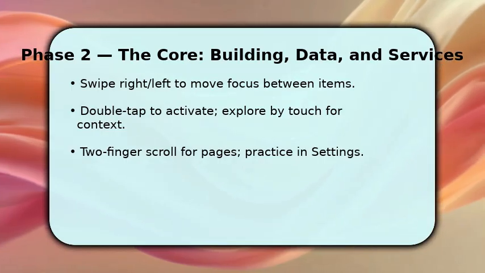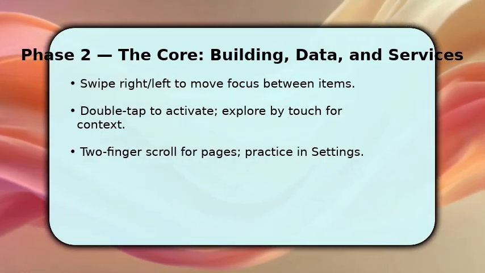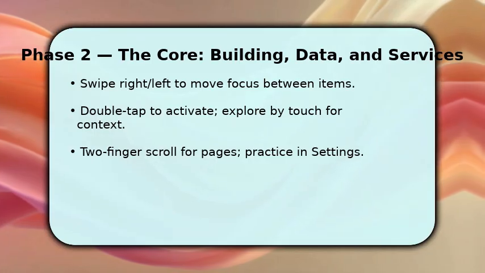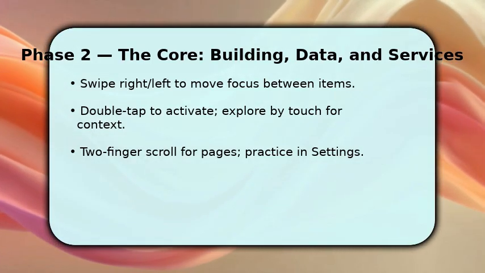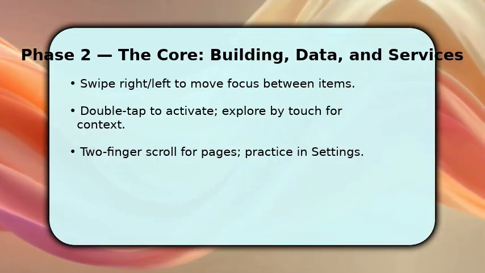Swipe right or left to move the spoken focus between screen elements. This replaces single taps for sighted users. Double tap anywhere to activate the focused item. That's how you open apps and press buttons.